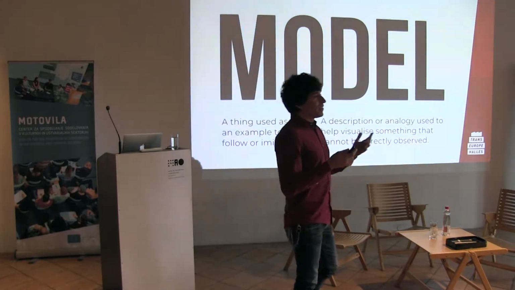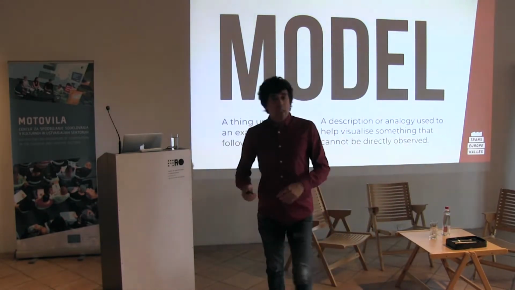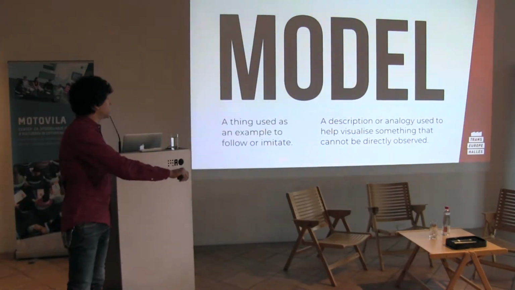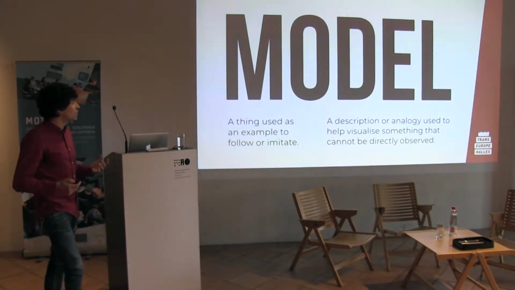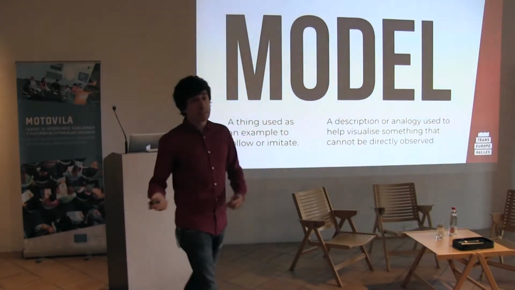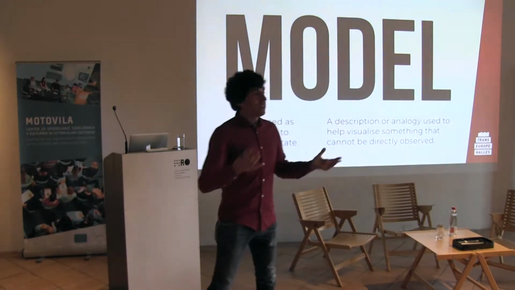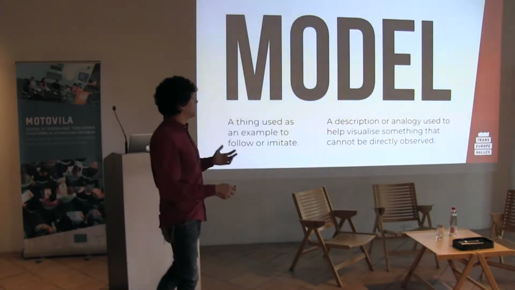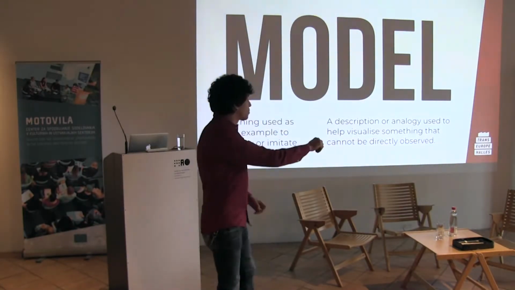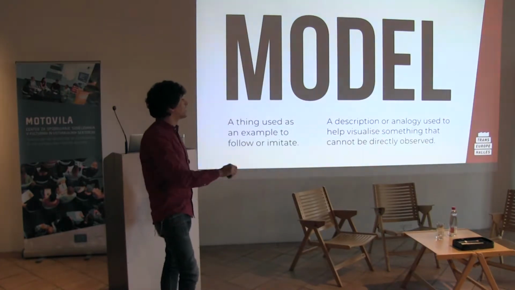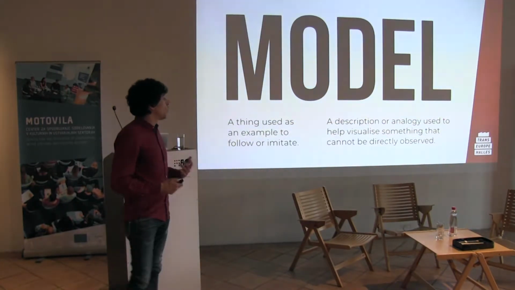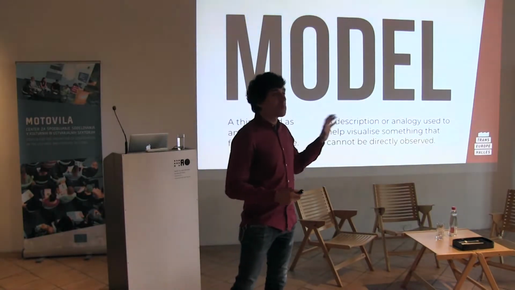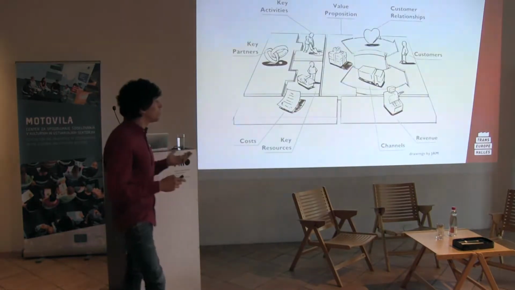Then another clarification is the model. Normally, we tend to think, when we speak about business models, of this definition of model: a thing used as an example to follow or imitate. As Julie said, there are no models, no magic recipes in a way. So there is nothing to really imitate. When we talk about business models, it's rather this definition: a description or analogy used to help visualize something that cannot be directly observed. This is what we normally refer to when we talk about business models.